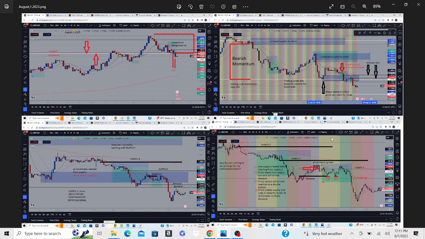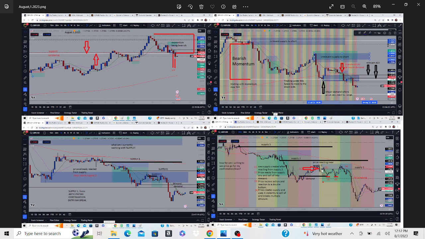For price to go to supply 3, we'll have to break this 200 MA. It was like not that strong. But let's explain this right here. It says new supply was created after reacting from supply 2. So price goes down, boom, goes to supply 2, boom, and it reacts instantly, and this is supply 1. It reacts from supply 2, gives us supply 1, and here we are, right?